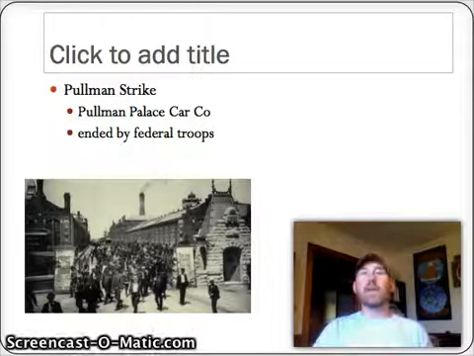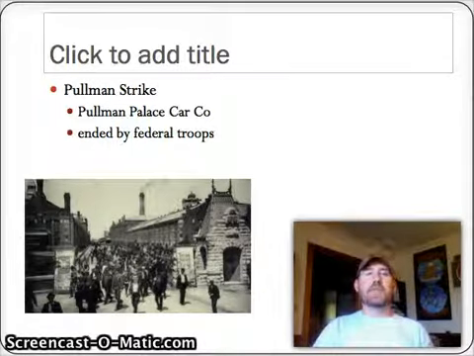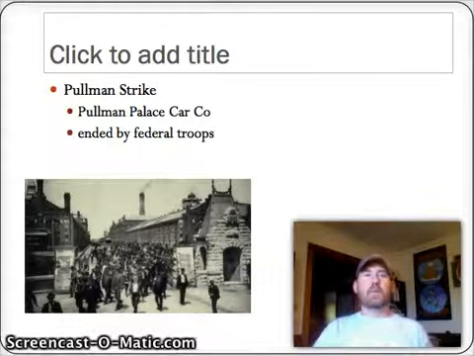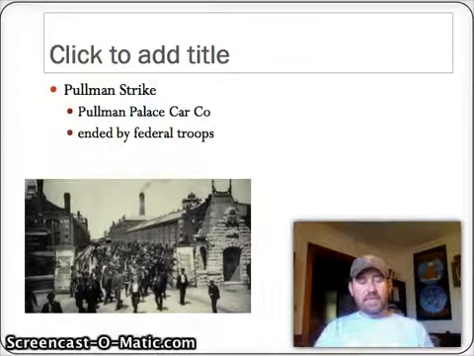You can look that up on your own. The second is the Pullman Strike. The Pullman Strike deals with the employees of the Pullman Palace Car Company, which built railroad cars. What they were protesting were low wages, better working conditions, and all that stuff that we've always talked about.